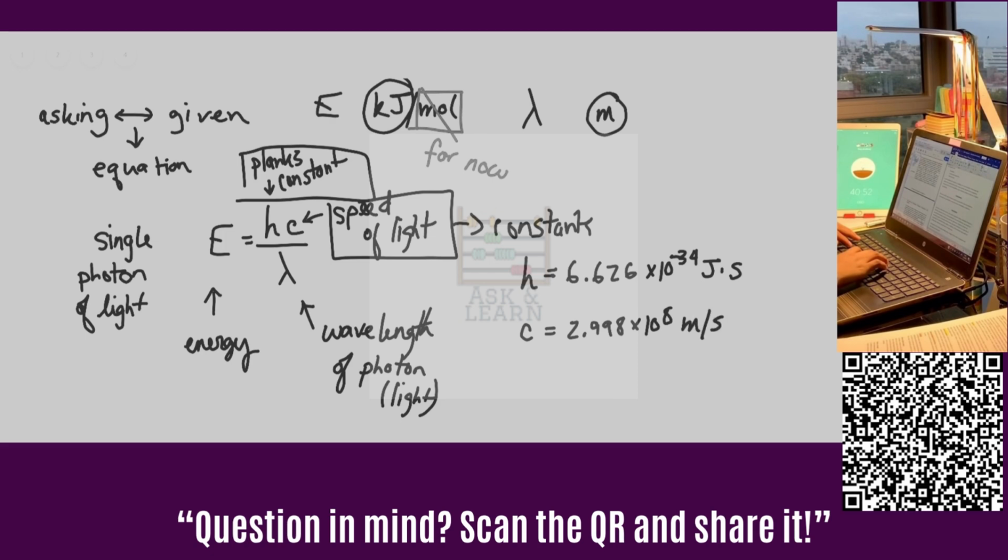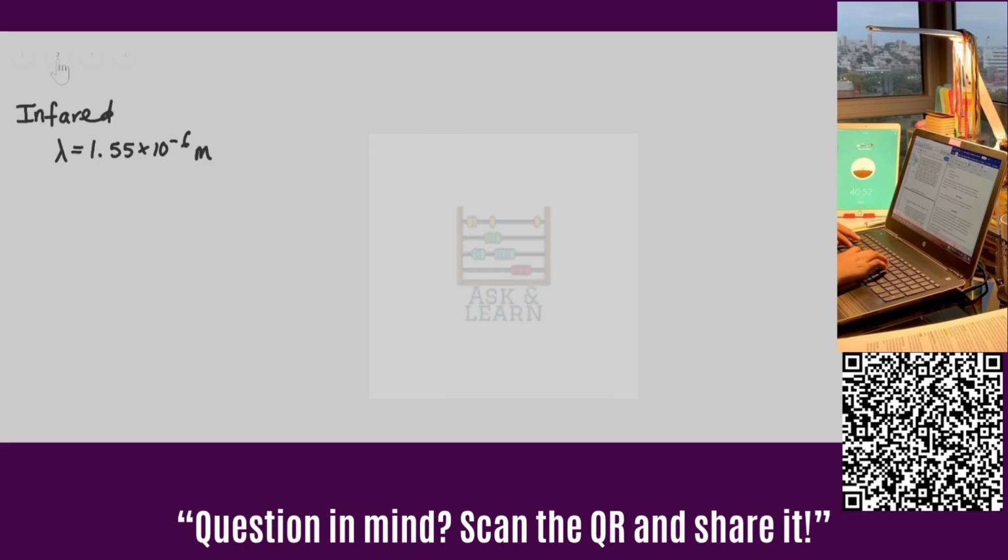Now that we have all of the pieces we need, because the wavelength is given to us in the problem, we have the constants in the units that we want, and we know what we need to solve for. We have our equation, so we can move on to actually solving. All right, let's move on to the infrared light.